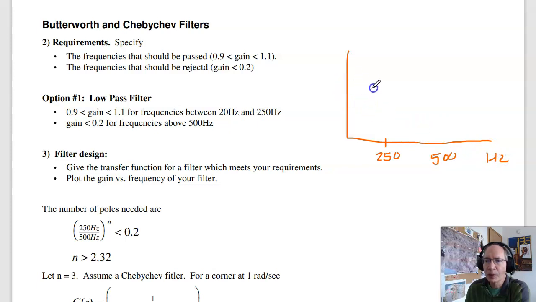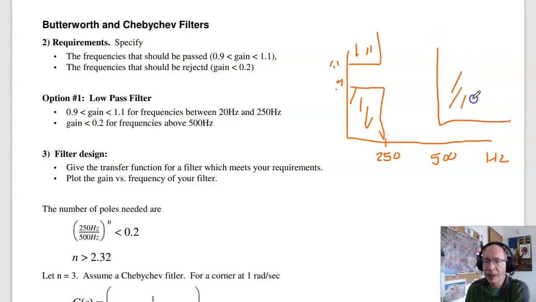So below 250, I want the gain to be above 0.9 and less than 1.1. Above 500, I want the gain to be less than 0.2. And it's kind of your choice what you choose.